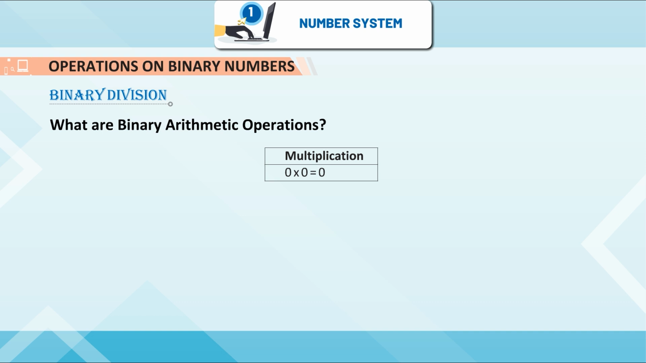Multiplication. 1. 0 multiplied by 0 equals 0. 0 multiplied by 1 equals 0. 1 multiplied by 0 equals 0. 1 multiplied by 1 equals 1.